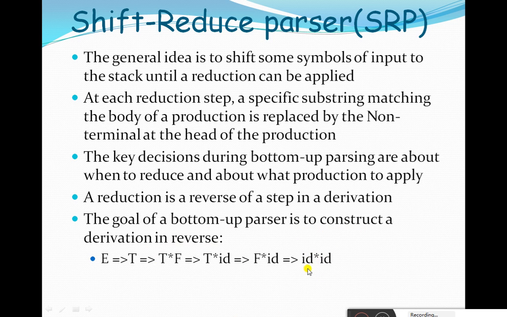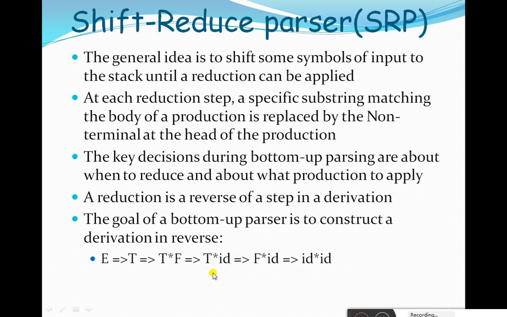id star id will be reduced to F star id, which will be reduced to T star id. So the handle is this in this case. If I reduce id by F, I'll get F star id. So just id will be reduced to F. F is reduced to T, you get T star id. So the T arrow F production is used. Since F is a handle that matches the body of the T arrow F production, we replace the body by the head of the production, giving T star id.